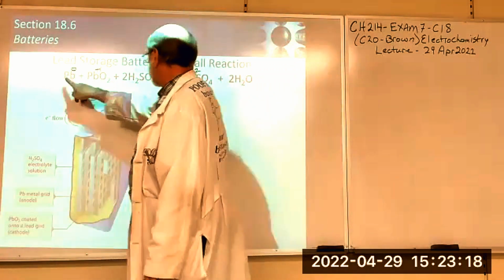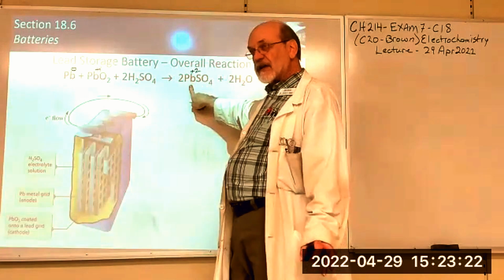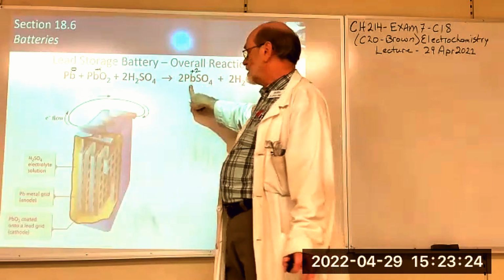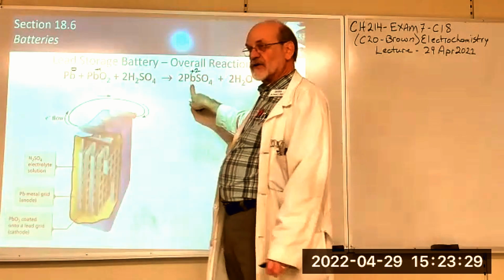So this lead is going to that lead as an oxidation. That's the anode. And this lead is going to that lead as the reduction. That's the cathode.